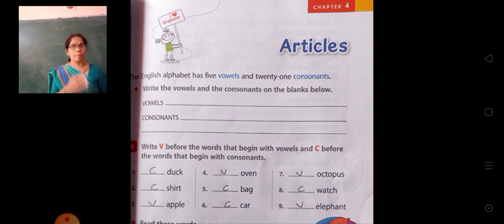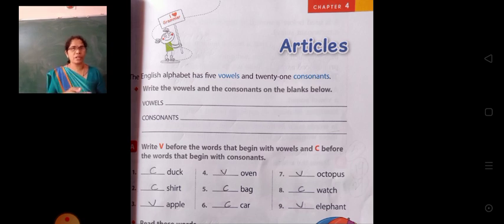And next, bag, B-A-G, bag, and the word starts with B, and we know that B is not a vowel, it is a consonant, so we have written here C. Again number 6, car. The word starts with the letter C, and C is not a vowel, it is a consonant sound, so we have written C. Again number 7, octopus, B. Why? It starts with O, and O is a vowel sound, so we have written B here.